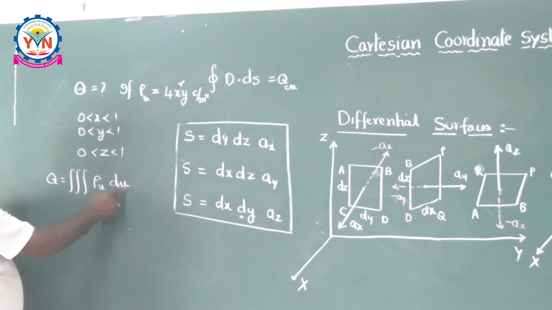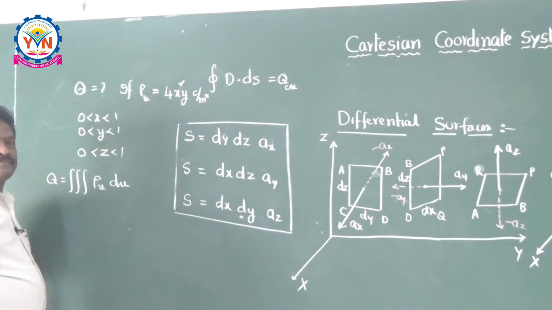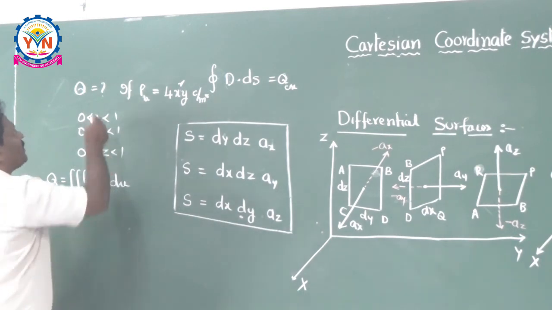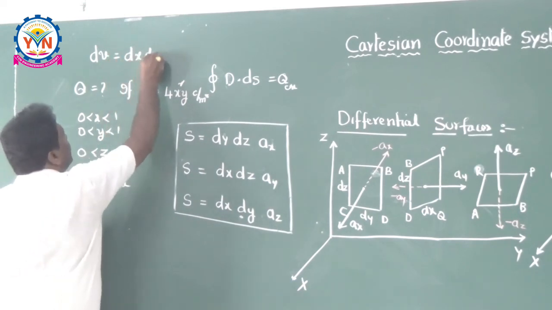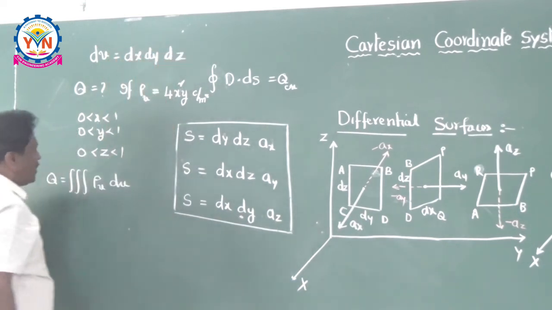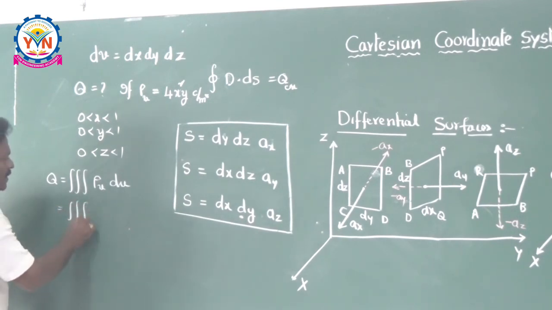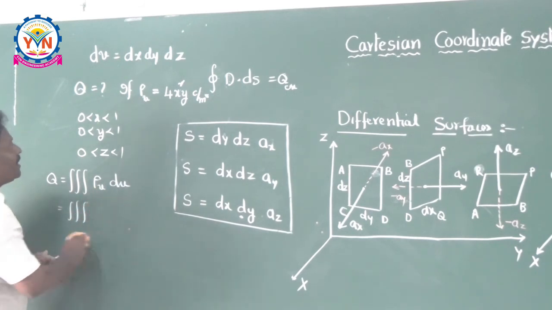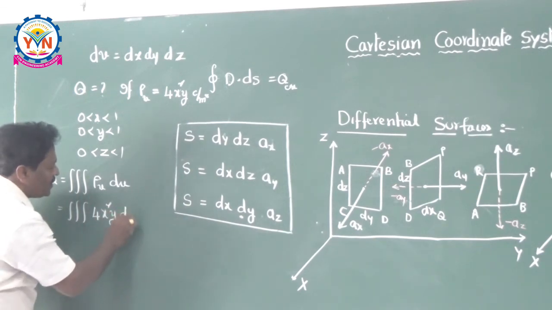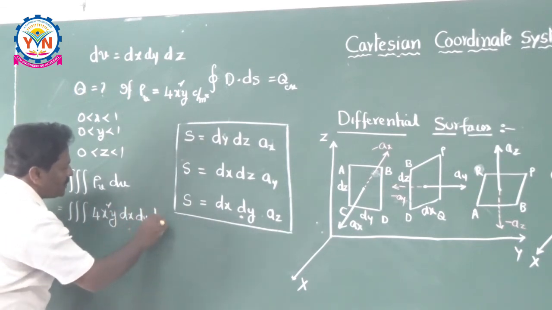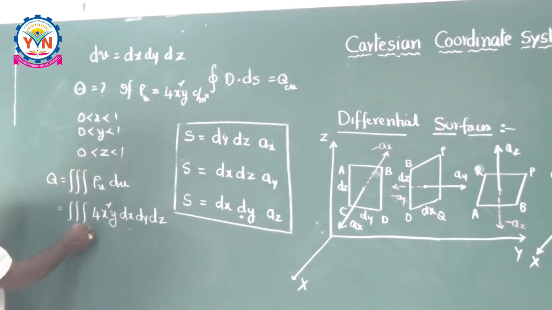So if you are going to do this, what is the volume element? This problem is given in which coordinate system? Cartesian. In Cartesian, what should dv be? Just now I told you the differential volume element is equal to dx into dy into dz. Now this is a triple integral of rho v, and rho v is given as 4x squared y, times dx dy dz. What are the limits here, friends? 0 to 1, 0 to 1 and 0 to 1.